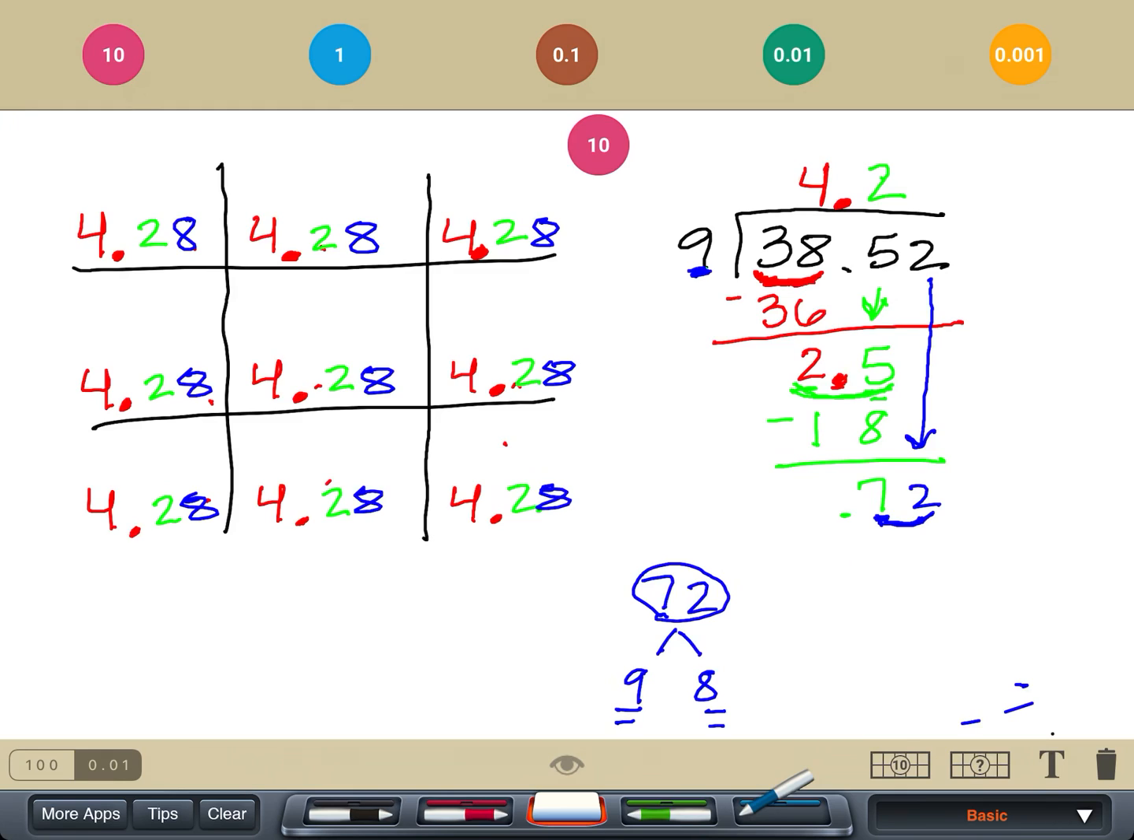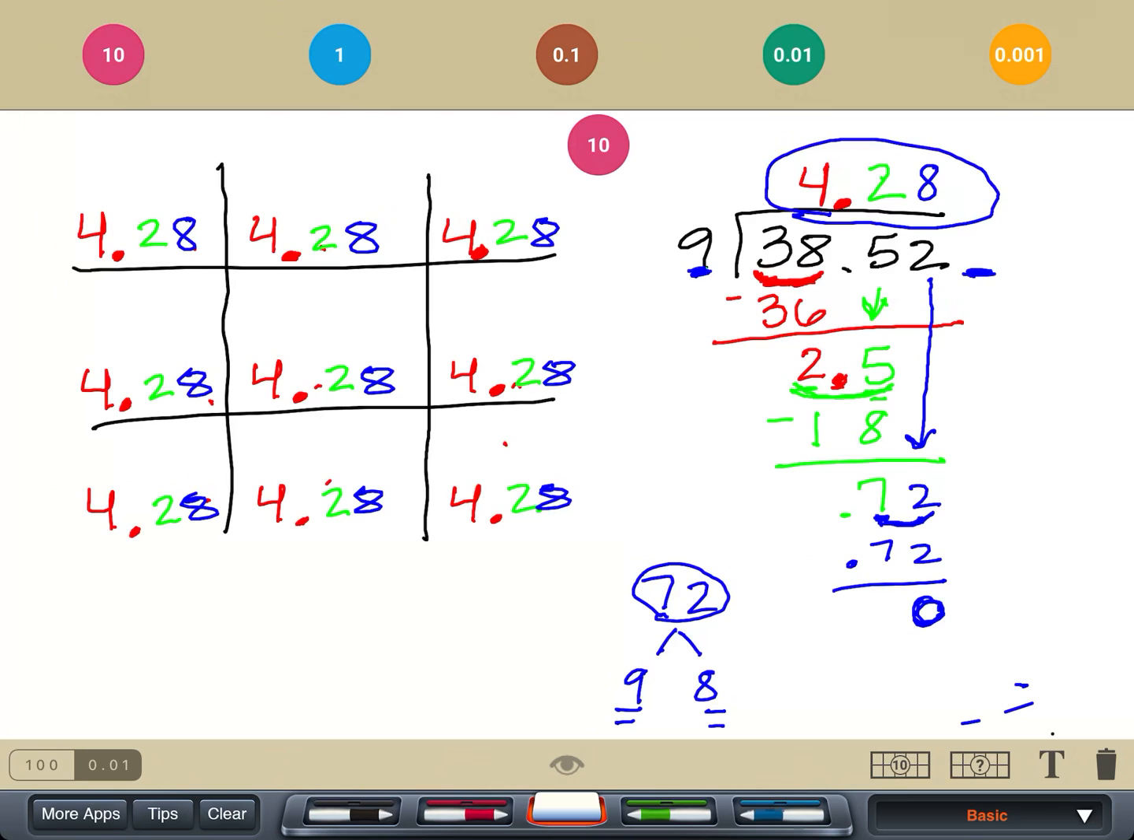When I put 8 in each group, I actually used all 72 hundredths, and I don't have anything left. I also don't have anything up here to bring down, so I have 0 left over, nothing left to bring down. So when I put my 8 up here to show that that's how many I put in my hundredths place, my problem is finished. 38 and 52 hundredths divided by 9 is 4 and 28 hundredths.